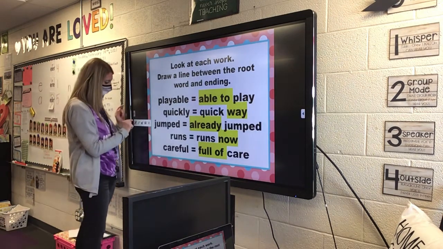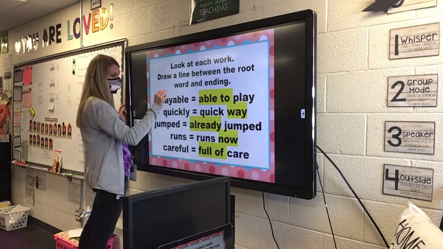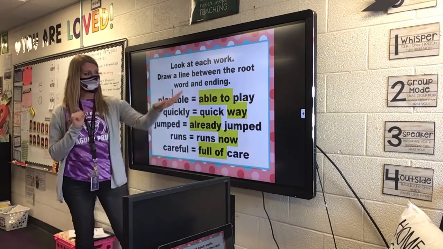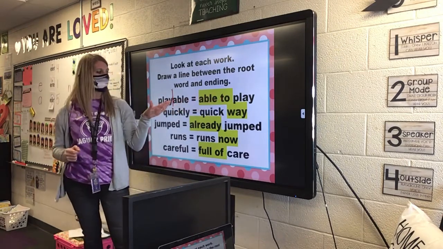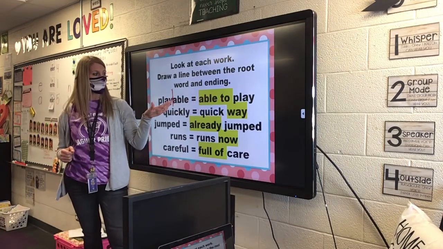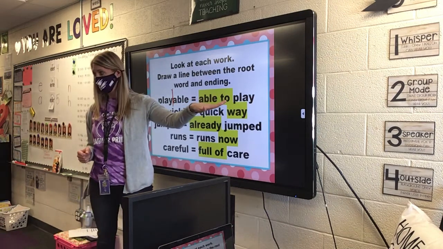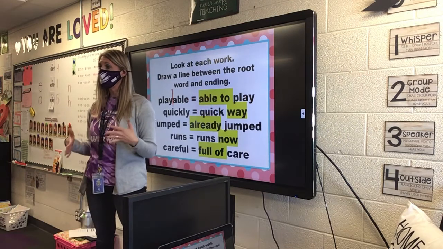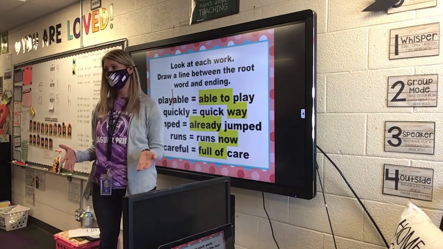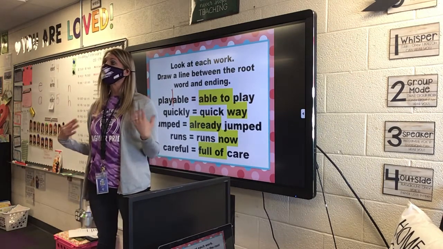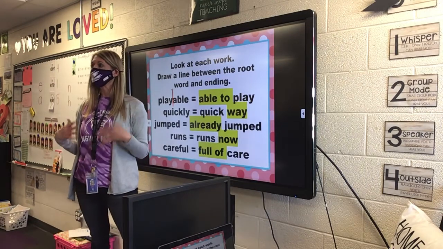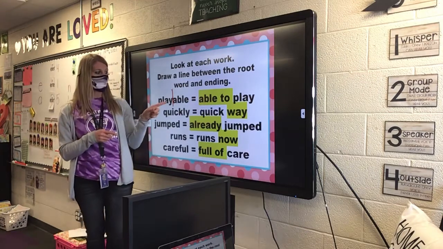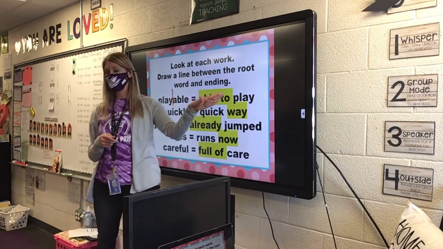Now, I need to think, what is the definition of playable? Well, play is a verb, but if you add able to it, it now means able to play. So playable is able to play. So for example, the football player was hurt, so he wasn't able to play, but now he's healed and he is playable. The coach is able to play him. So whenever you see able, that means able to, and then your verb.